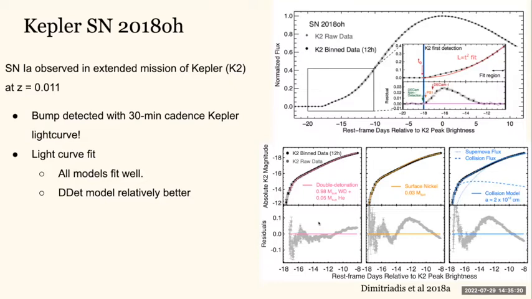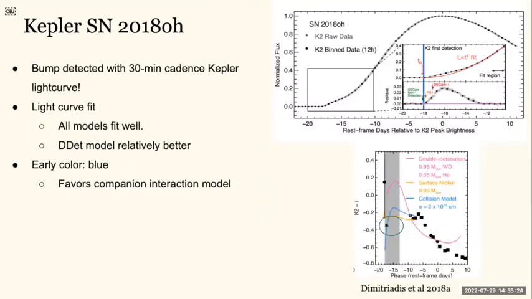And then we looked into the early color evolution, and luckily we have the slope measurements at very early times in the I band. When we compare with the K2 band, we study the K2 minus I colors and compare them with the different models. This color seems to be really blue and seems to match the collision model or the surface nickel model better, and seems to disfavor the double detonation model.